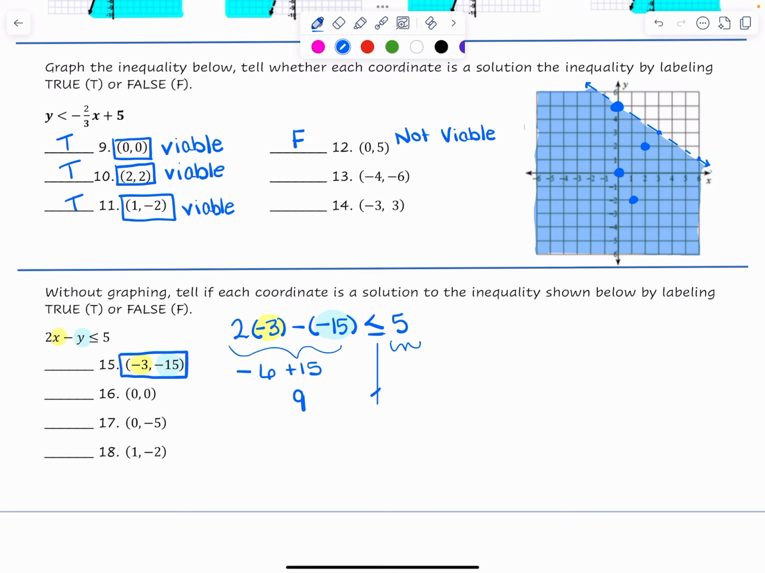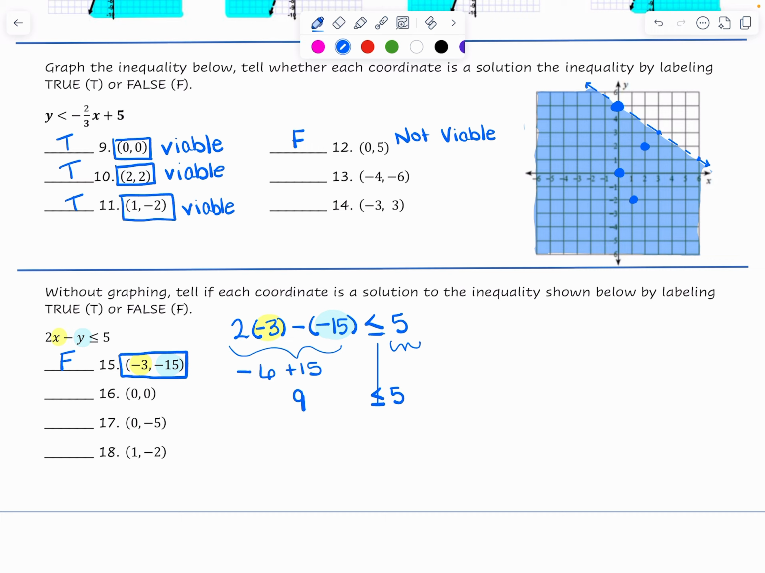So is 9 less than or equal to 5? Okay, so that is not true. 9 is actually greater than 5, not less than 5. And 9 is definitely not equal to 5. So this one here is going to be false. Therefore, this one is not viable.